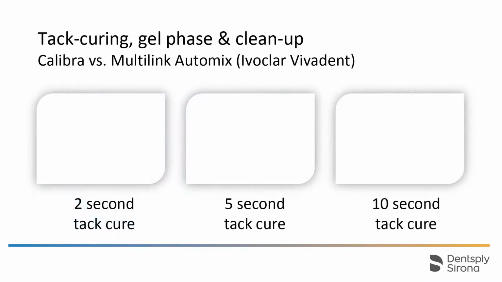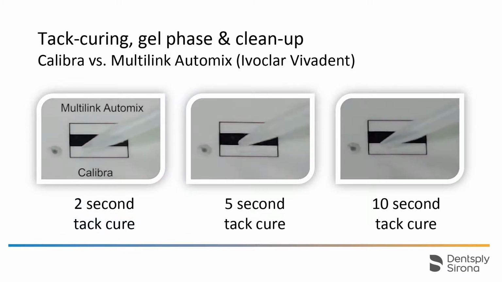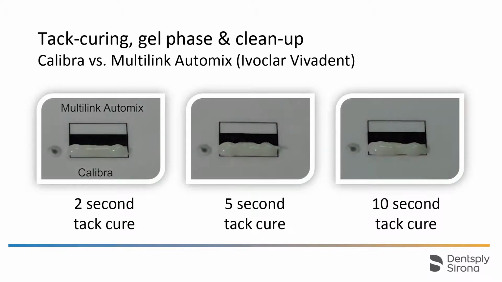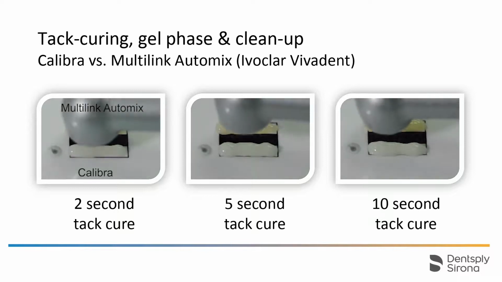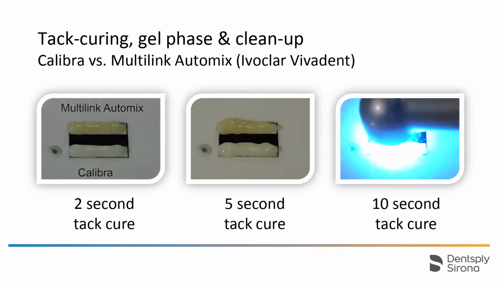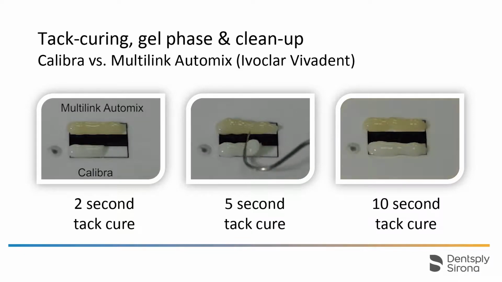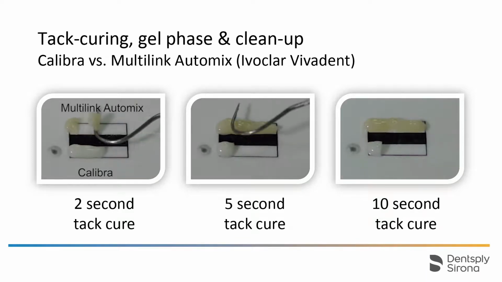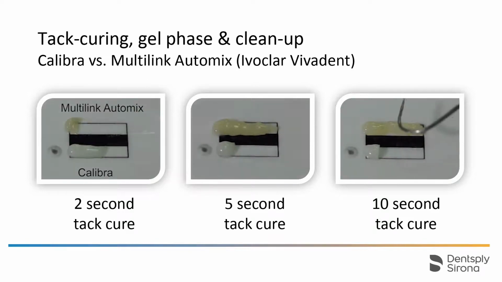We would like to illustrate how long some key competitors' products can be light cured without becoming so firm that they can no longer be cleaned up easily. Firstly, we will look at Calibra in comparison with Multilink Automix from Ivoclar Vivadent. After 2 seconds, both products are still in their gel phase, even though Multilink has already clearly solidified. Calibra is still easy to remove after 5 seconds exposure. In contrast, Multilink is already so solid that it can no longer be cleaned up using an instrument. Calibra, on the other hand, is still in the gel phase after up to 10 seconds exposure.